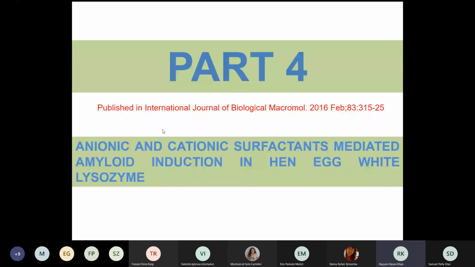Now, further, what we have done is that we have taken lysozyme. Till now, we have talked about only one part, that if we go below pI, the protein is going to acquire an overall positive charge, and then when we add anionic detergent, we get the formation of amyloid. By this, we have got a number of publications. So we want to look at the other side also. If you go above pI, whether in that case the cationic detergents also lead to the formation of the amyloid.